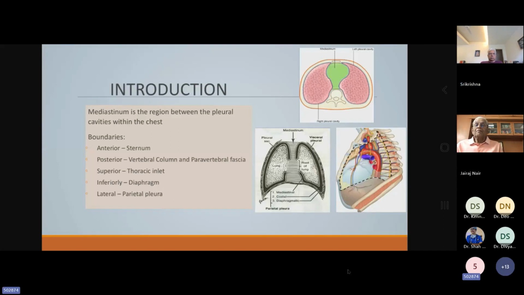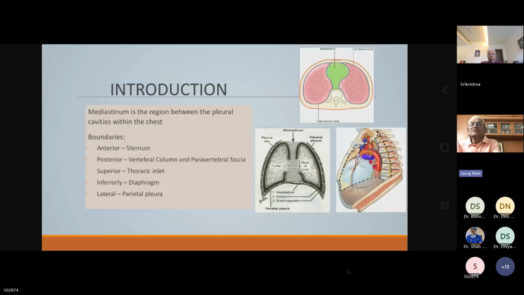The mediastinum is the region present between the pleural cavities within the chest. It is bounded anteriorly by the sternum, posteriorly by the vertebral column and the paravertebral fascia, superiorly by the thoracic inlet, inferiorly by the diaphragm, and bilaterally by the parietal pleura. These are the images depicting the boundaries of the mediastinum.